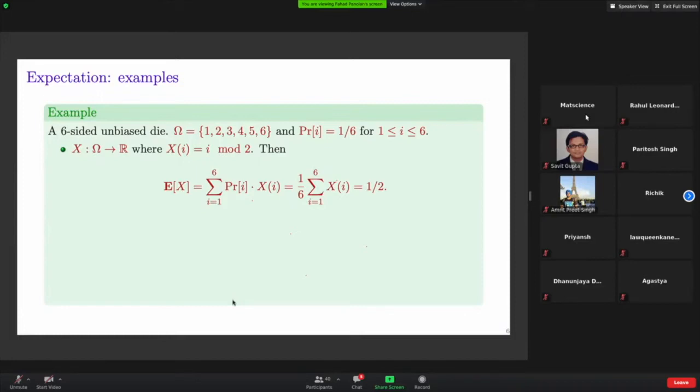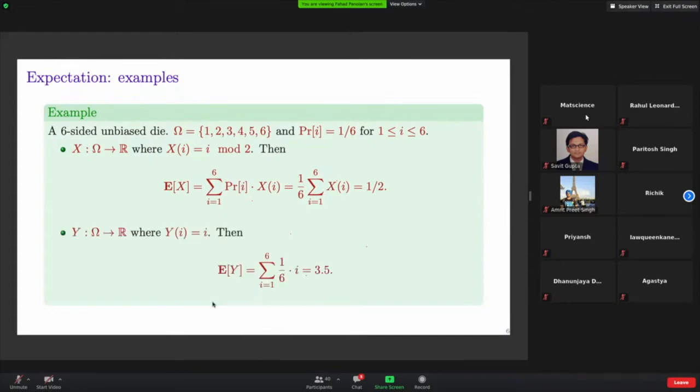Okay. Then the expected value of x, you can write as the sum over i going from 1 to 6 of probability of i times x of i, and you will get half, which you can think of as: half of the time you expect an odd number shows up and half of the time you expect an even number shows up, right?